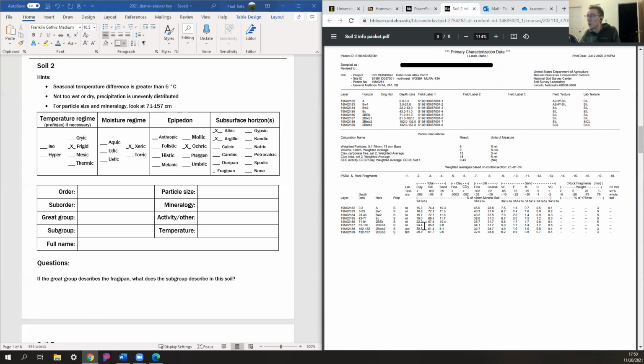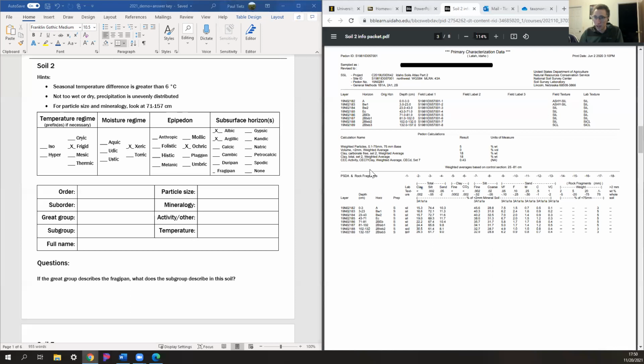So do we have at least 1.2 times the 19% clay? We'll take 19, grab our calculator, multiply by 1.2. Do we have at least 22.8% clay in the argillic horizon? Yes, we do. We're at about 22.5, we're at 24. That average is around 23. So we do meet that requirement. So it's definitely argillic. Proven.